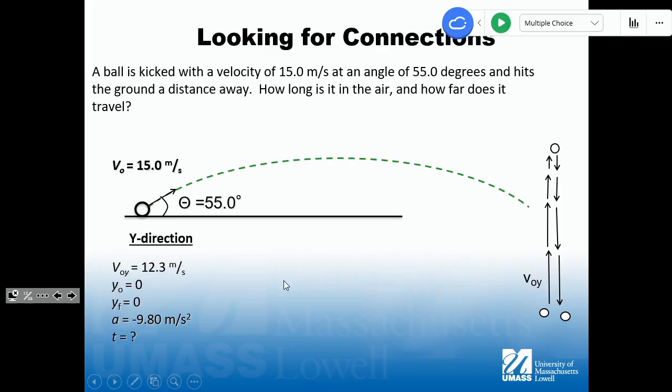Okay. At that point, y0 and y final are listed as 0, which should make sense. It's a projectile that went up, came down. So displacement in the y-axis is 0. Does that make sense? It's the same thing if I toss a ball up and I catch it when it comes back down. If I look at the total displacement during that motion, it's 0. It's back where it started. So in the y-axis, its displacement is 0.